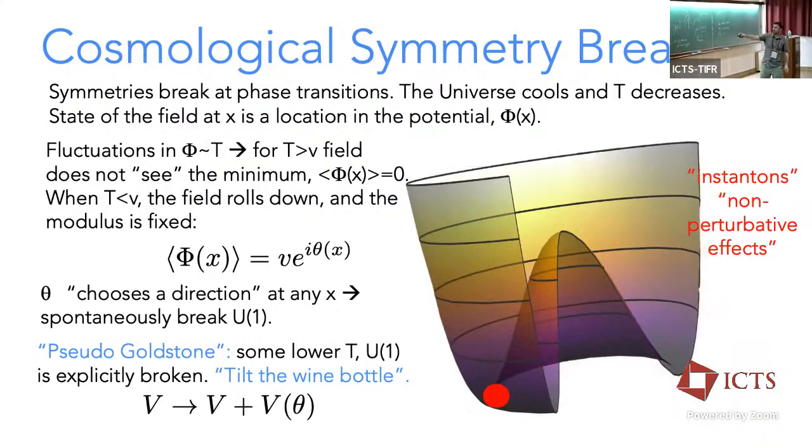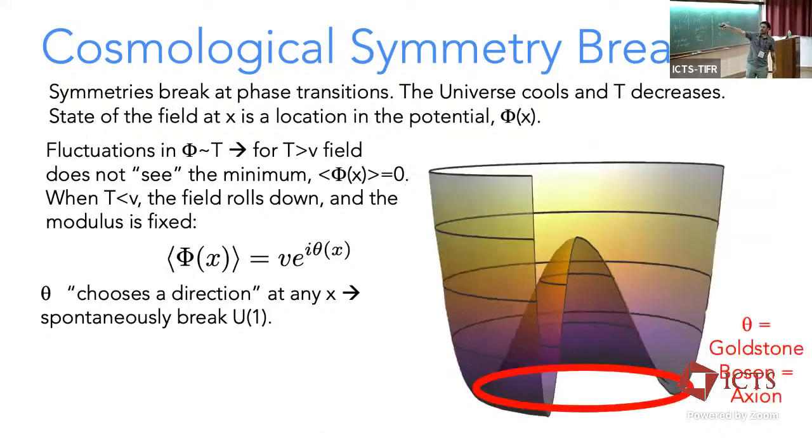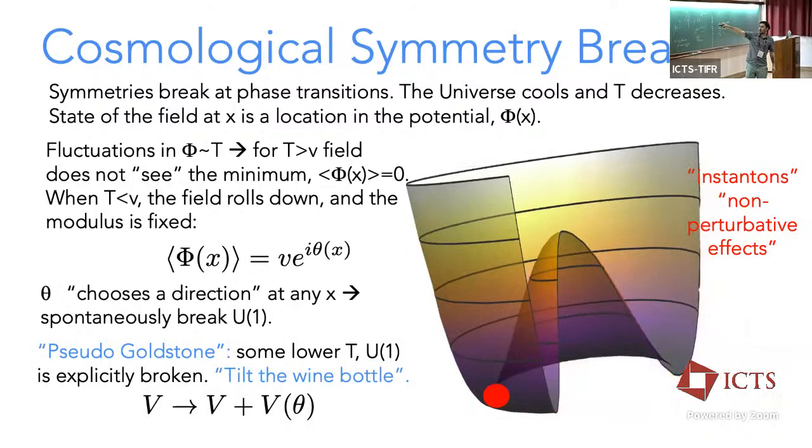Okay, so it's a pseudo Goldstone boson. At some lower temperature, this U(1) symmetry is explicitly broken. That means we can imagine tilting the wine bottle potential. Here we are before. Now at some temperature, the wine bottle potential tilts, so it gets some kind of bias. That means the potential now has something that depends explicitly on the angle theta. For example, it could just be the real part of theta.